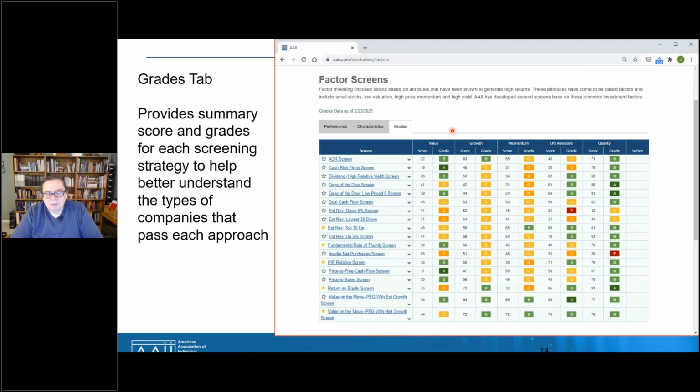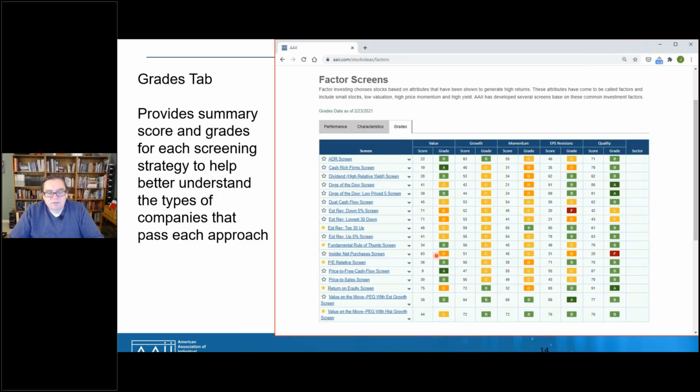But we've developed some grading and scoring systems at the association over the last year. In it, we look at things like value, growth, momentum, EPS revisions, and quality, and in effect rank all the companies based upon those factors. When you click on the grades tab within the factors screen, you'll have a sense of how the Dogs of the Dow screen is about average in valuation, average in growth, a little bit below average on momentum, a little bit above average with a B grade in estimate revisions, and very high quality.